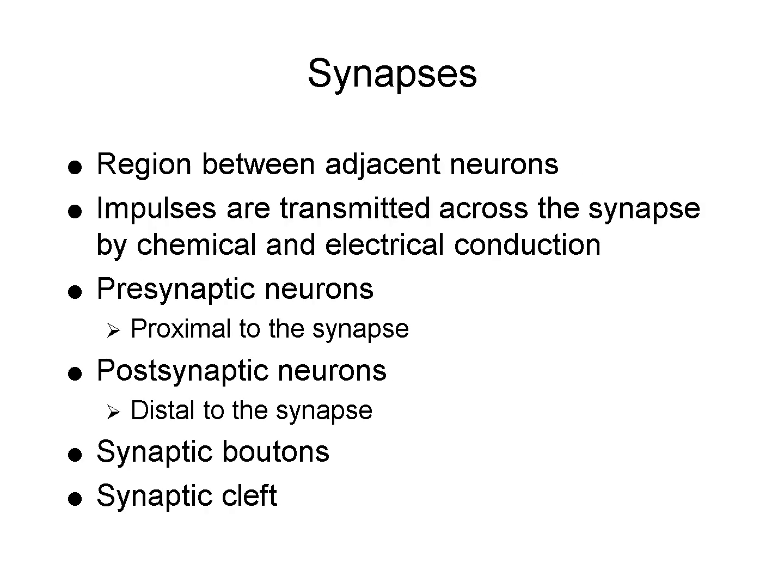A synapse is the junction between two neurons where communication occurs. Signals are transmitted across the synapse either chemically, through neurotransmitter release, or electrically, via ion channels. The presynaptic neuron delivers the signal, while the postsynaptic neuron receives it. Synaptic boutons and synaptic clefts are critical structures for this transmission.